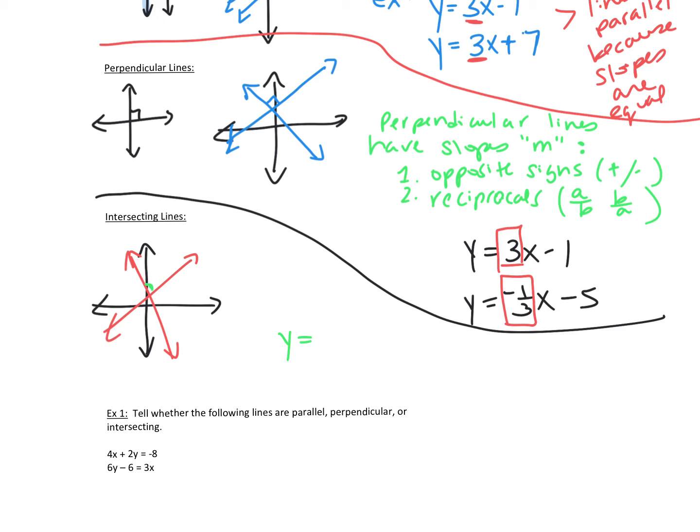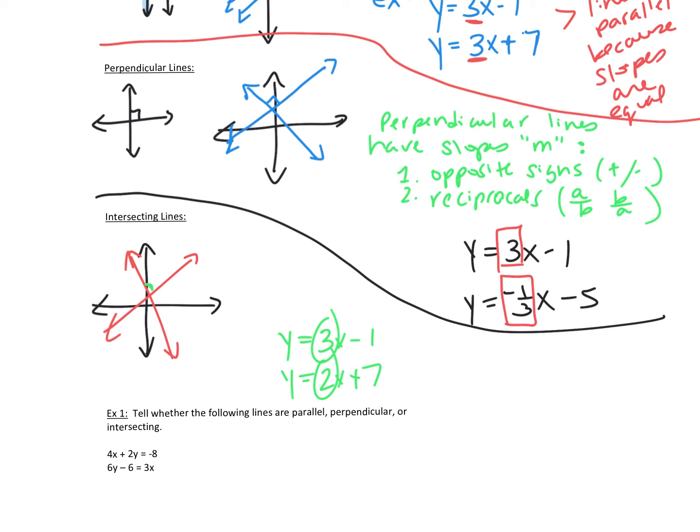They're not opposite signs and reciprocals, and they're not the same number. So you might see y equals 3x minus 1, and you might see y equals 2x plus 7. It doesn't really matter. This number for the slope, m, will be different, and it won't have this relationship of perpendicular, where it's opposite signs and reciprocal, and it won't be the same number like in parallel lines.